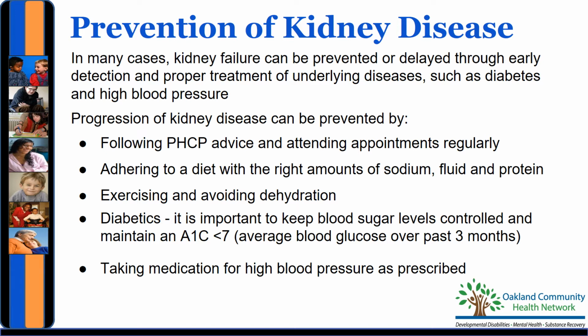If someone is diabetic, it is important to keep blood sugar levels controlled and maintain an A1C level of less than 7, which is an average blood glucose over the past 3 months of less than 7, and take medication for high blood pressure as prescribed.